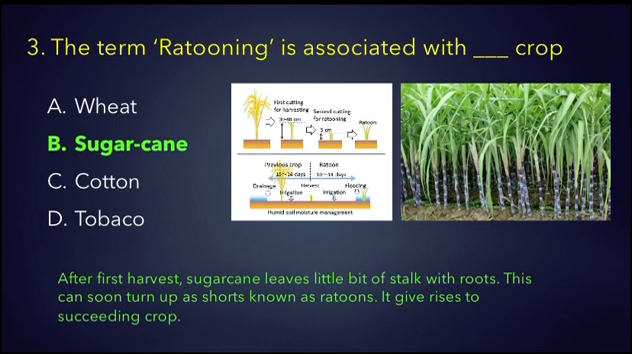Ratooning is actually the process after first harvesting. The roots are not completely ended. The roots will develop another shoot which is known as ratoon. It gives rise to second crop.